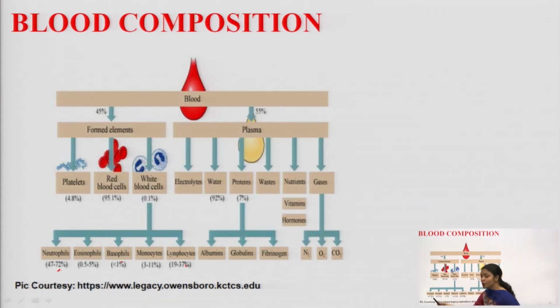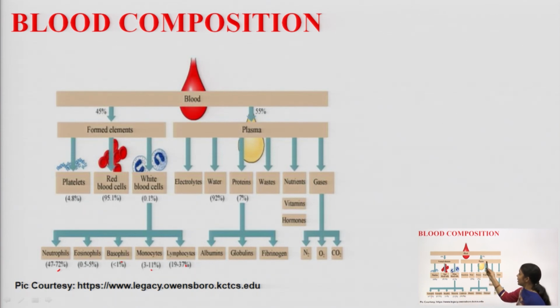47 to 72% of WBCs are the neutrophils. 0.5 to 5% of WBCs are the eosinophils. Less than 1% of white blood cells are the basophils. 3 to 11% of WBCs are the monocytes, and 19 to 37% of WBCs are the lymphocytes.